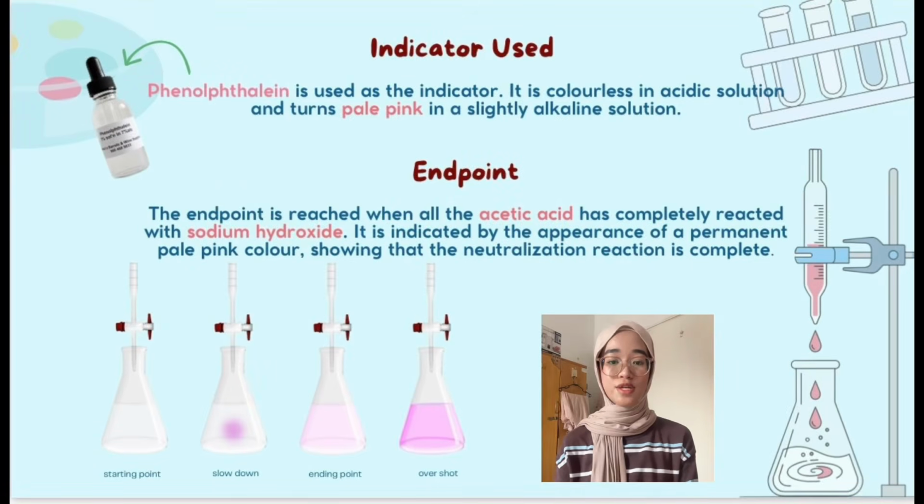To detect the change during titration, phenolphthalein is used as the indicator. It is colorless in acidic solution and turns pale pink in slightly alkaline condition. The endpoint is reached when all the acetic acid has fully reacted with sodium hydroxide.